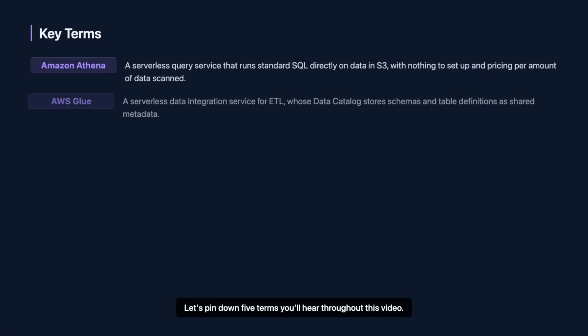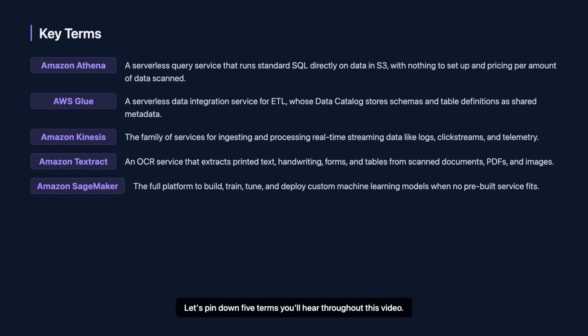Let's pin down 5 terms you'll hear throughout this video. Amazon Athena is a serverless query service that runs standard SQL, structured query language, directly on data sitting in S3, and you pay only for the data each query scans. Amazon Web Services Glue is a serverless data integration service for extract, transform, load work, and its data catalog holds schemas and table definitions as shared metadata.